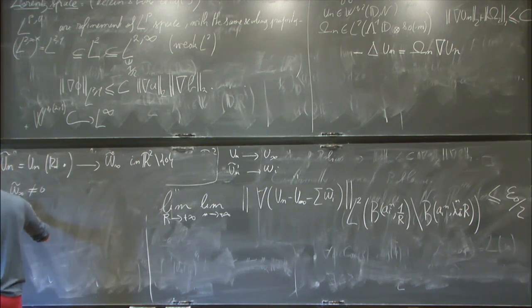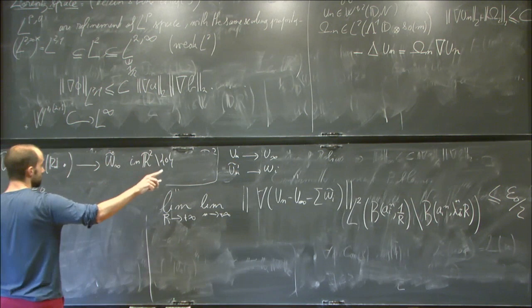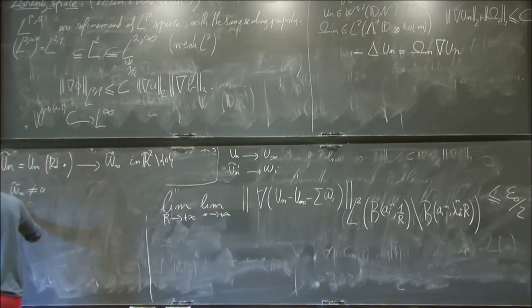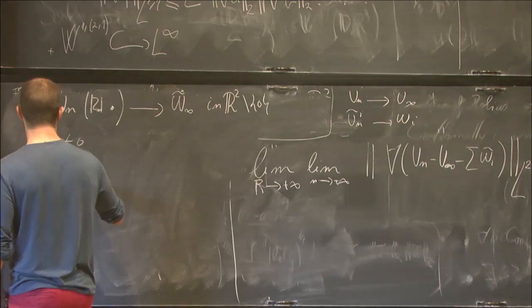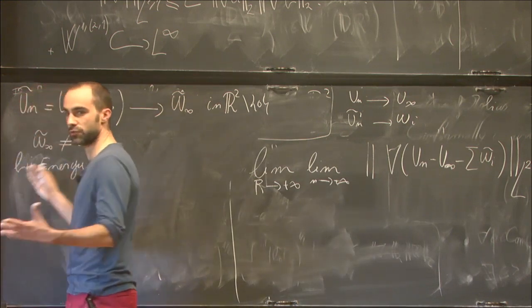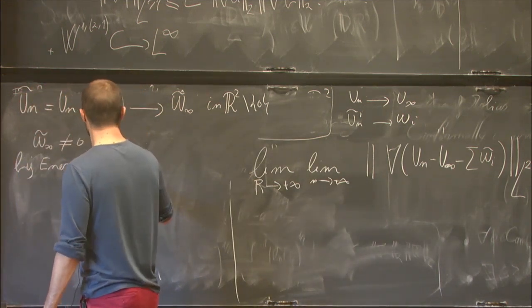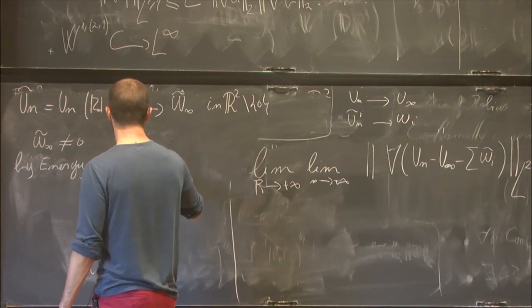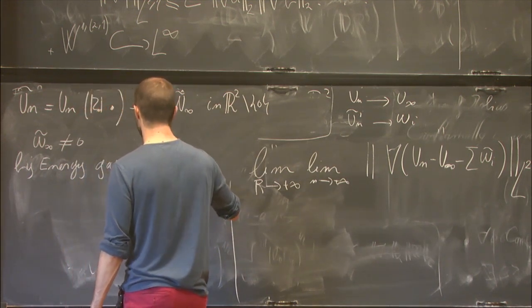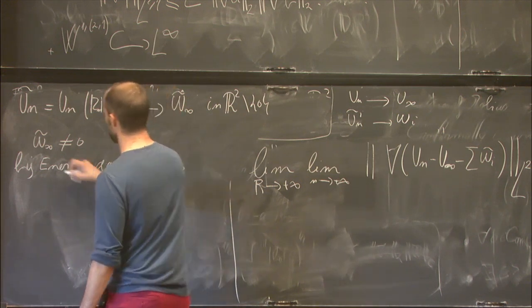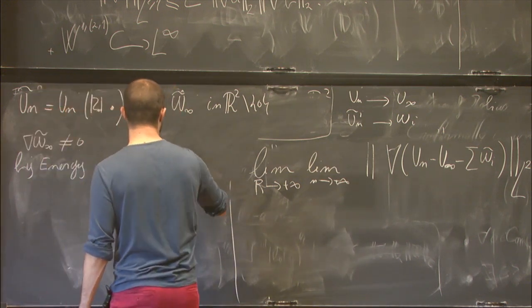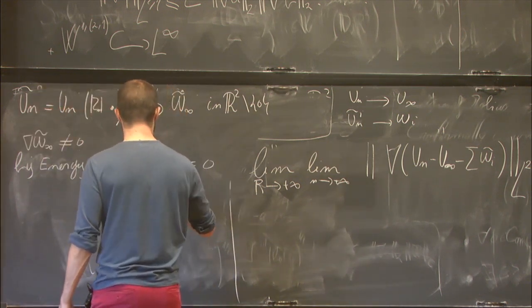the energy is below epsilon 0 over 2. So by energy gap, this bubble must be 0. There is not enough energy to develop a bubble. So it's a contradiction. No, you have your contradiction.